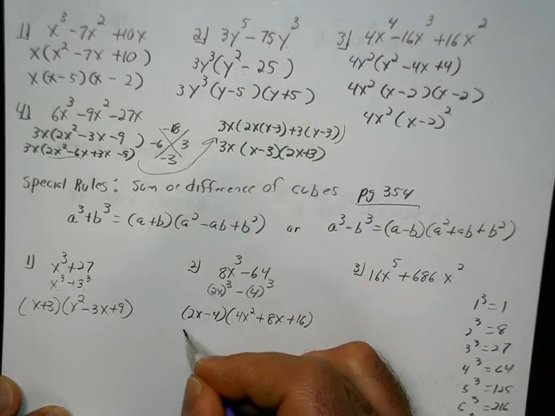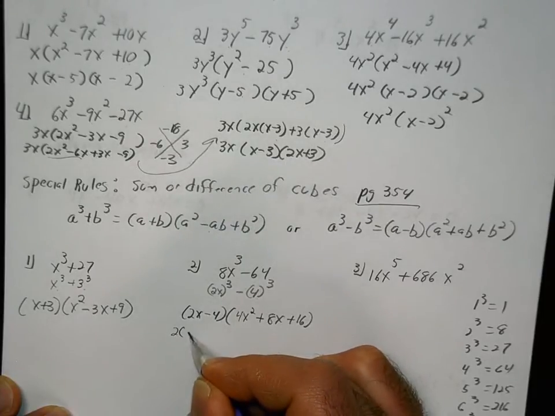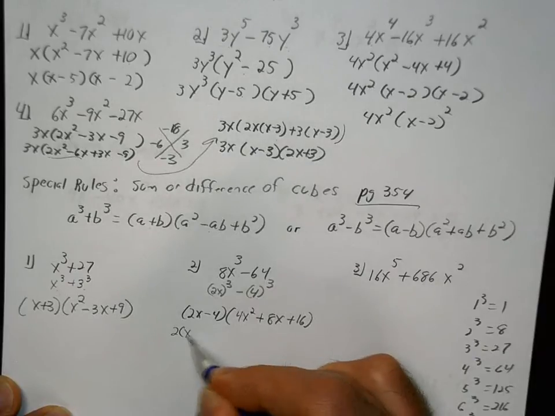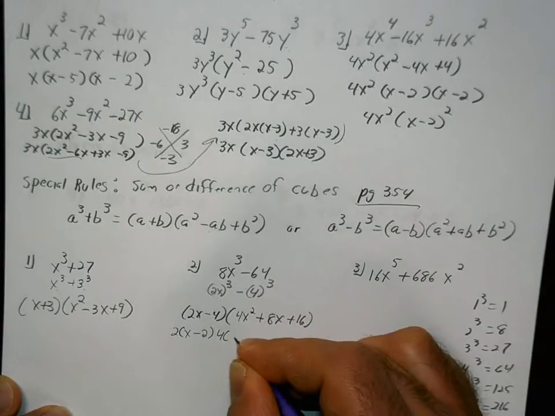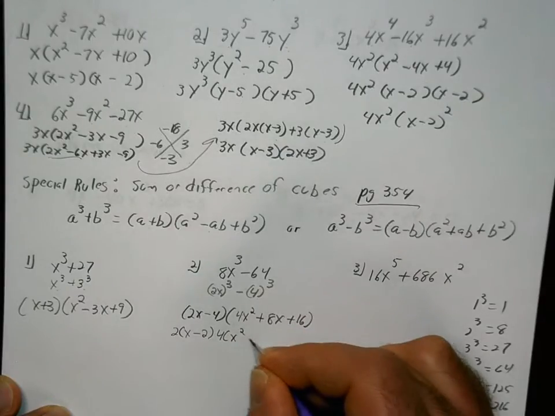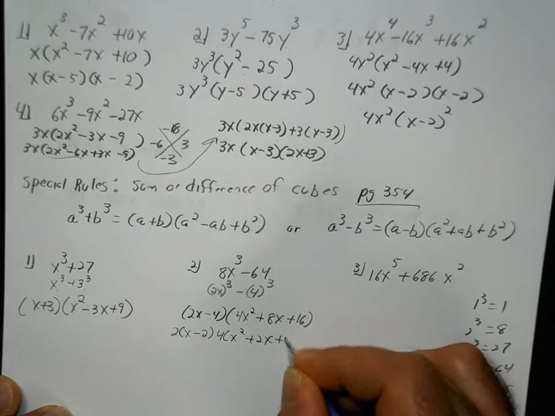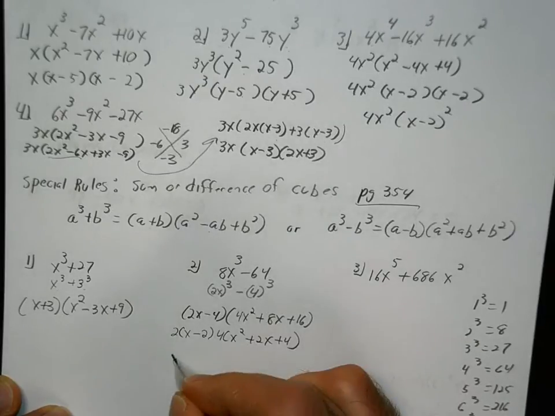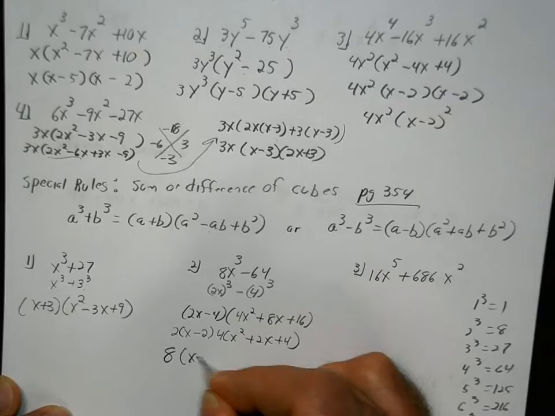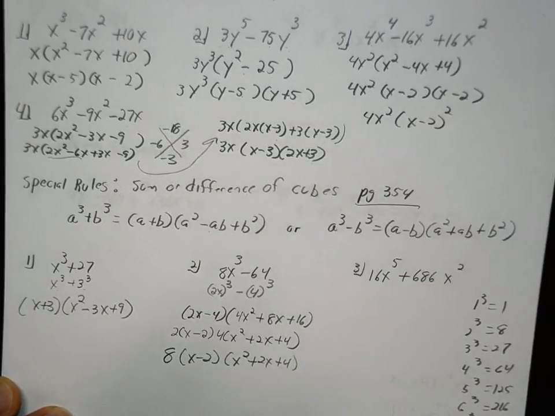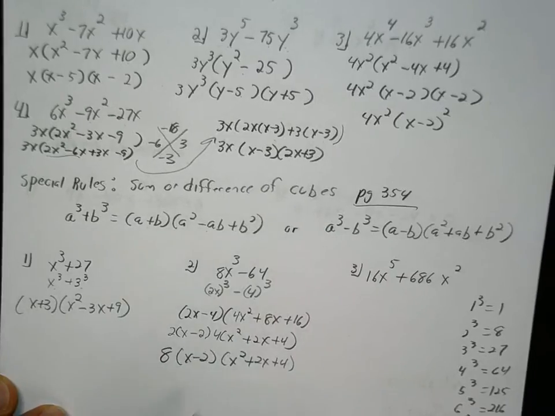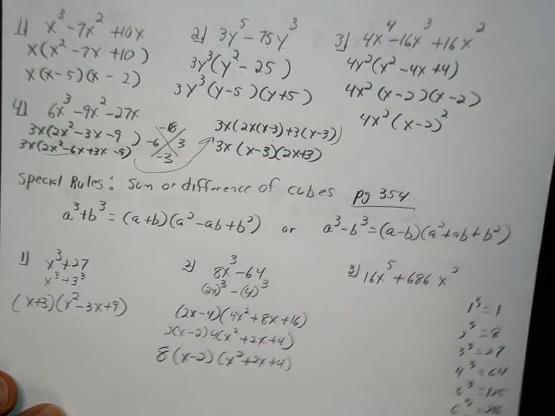Now 2 factors out of this, so technically I could have factored a 2 out and got x minus 2, and I could have factored a 4 out of this, and that would give me x squared plus 2x plus 4, and then I can multiply the 2 by 4 and get 8, x minus 2, x squared plus 2x plus 4. Instead of doing all that, I probably could have factored 8 out right away, which is what I should have done, and then done the difference of cubes from there. But it works either way.